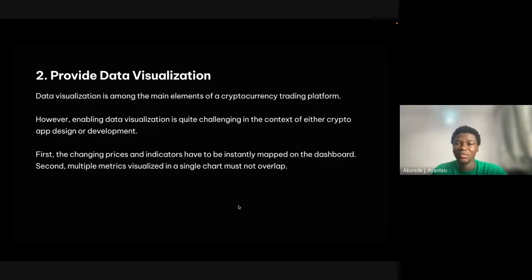However, enabling data visualization is quite challenging in the context of either crypto app design or development. So first, the changing price and indicators have to be instantly mapped on the dashboard. Second, multiple metrics visualized in a single chart must not overlap. Like I said earlier, in most of these cryptocurrency trading platforms or apps, you always get to see charts and graphs, right? So you should always put this at the back of your mind. It's part of the best practice for designing most cryptocurrency applications.